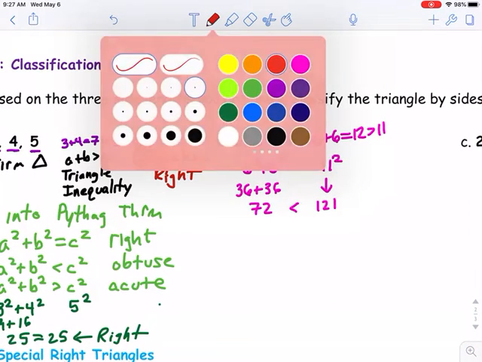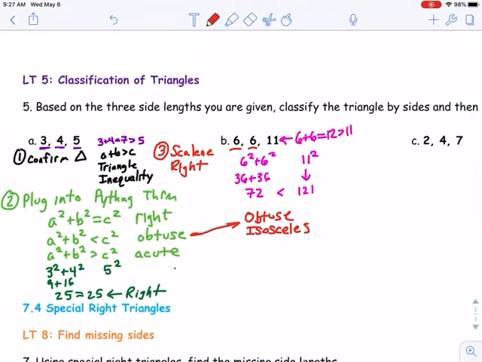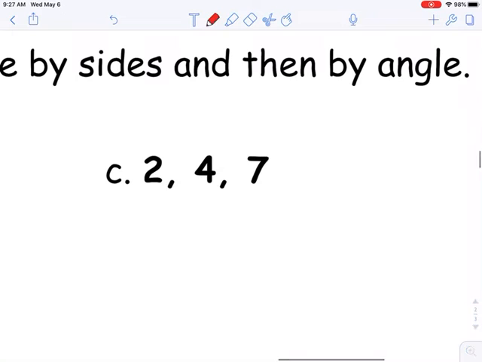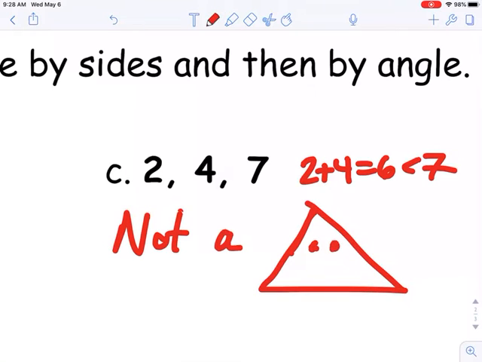So now when I classify this triangle, it's obtuse because of this rule right here. And then two sides were the same, so it's obtuse isosceles. Alright. And then this one right here, 2, 4, 7. 2 plus 4 equals 6, which is less than 7, so it's not a triangle. Not a triangle. Wah, wah, wah.